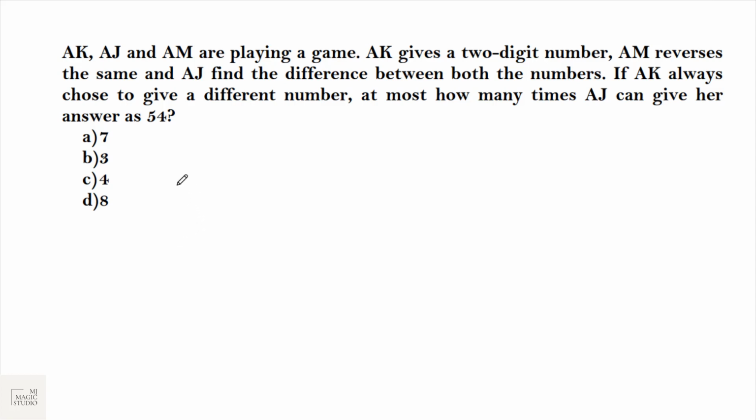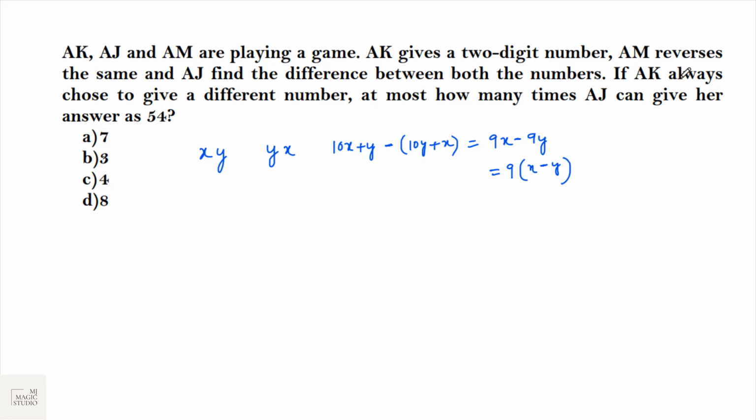Okay, let's see what we have. AK, AJ and AM are playing a game. AK gives a 2-digit number. AM reverse the same. And AJ find the difference between the numbers. The difference between the numbers would be 10x plus y minus of 10y plus x. This is how a number is written of 2-digit. So 10x minus x is 9x and y minus 10y is 9y. So difference between the number is 9 into x minus y.